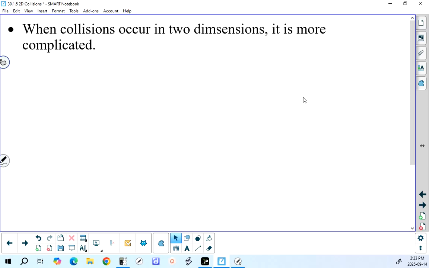It's more complicated, obviously, when you have a collision occurring in 2 dimensions. The reason why is that if you have 1-dimensional motion, there are only 2 directions. Left and right, negative and positive, south and north, west and east. 1 dimension by definition has 2 directions.